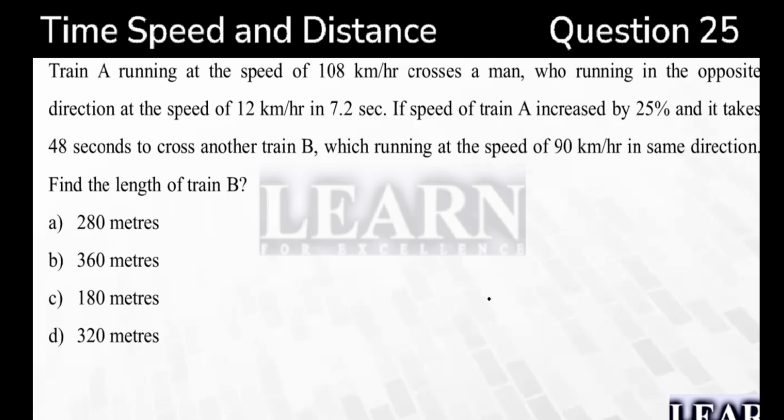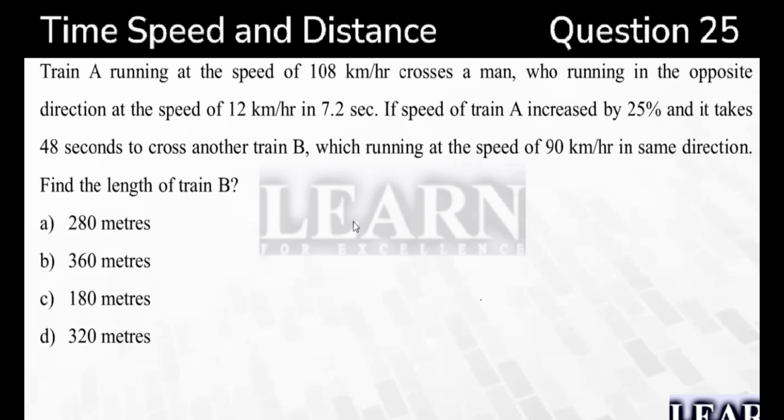Here they have given two scenarios. First, with a normal speed, the train is going to cross a man who is running in the opposite direction, and it is going to cross the man in 7.2 seconds. The next one, they are going to increase the speed by 25%, and it takes 48 seconds to cross another train, which is running at 90 kilometer per hour in the same direction. Now they're asking, what is the length of train B?